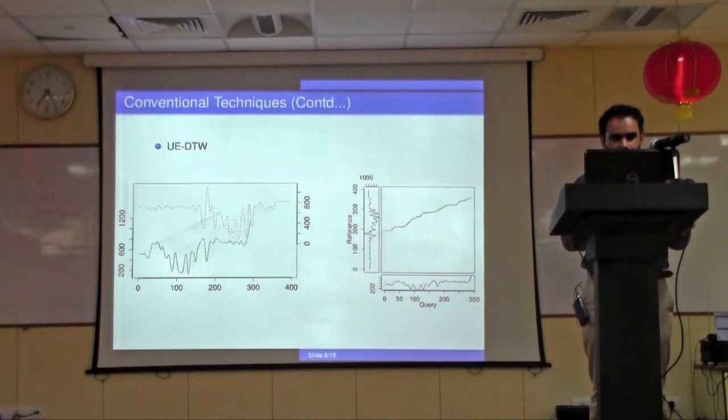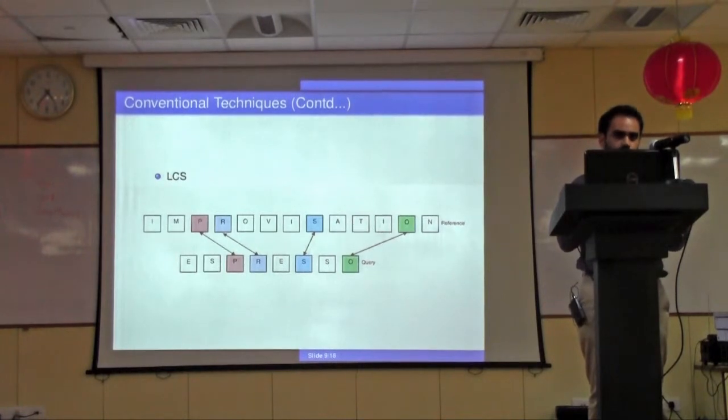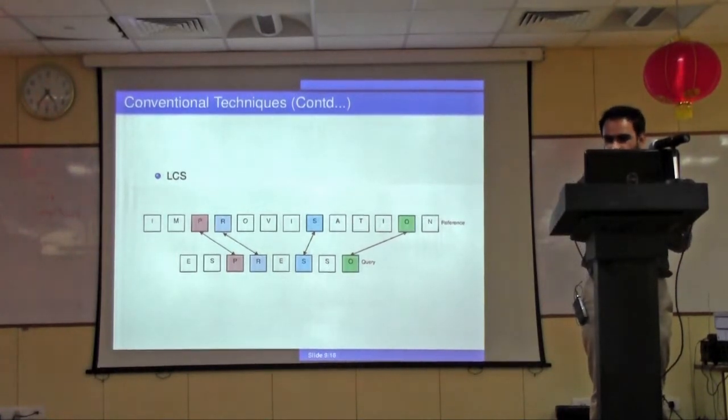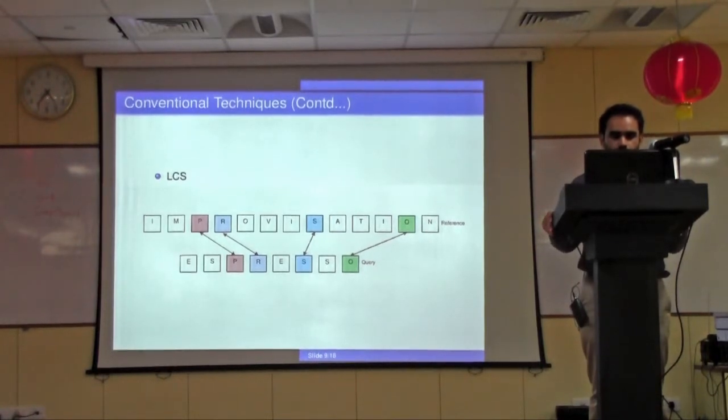So there is another technique, LCS, which has the power of doing this. This is a simple example which shows how it matches PRSO, which is a part of the query and part of the reference. But the problem with this is it does not take local similarity into account. What I mean is P, R are very close to each other and they are matched, but the S is very far from R in the reference than in the query, same with the O. So it gives you just the longest common subsequence and doesn't consider local similarity.